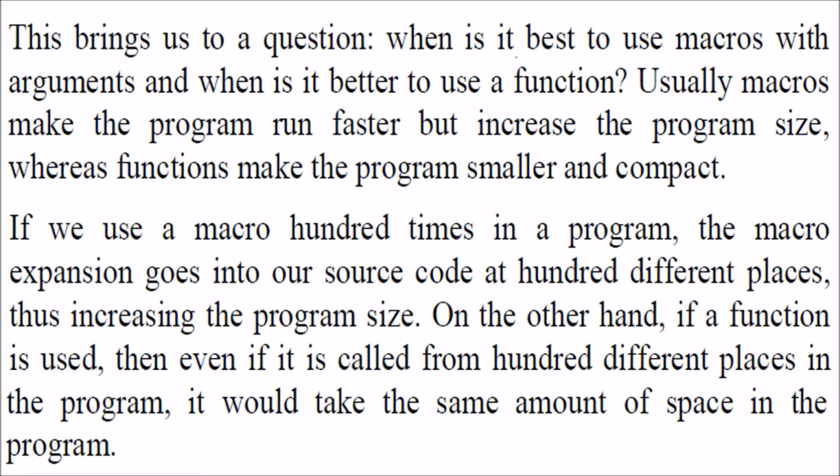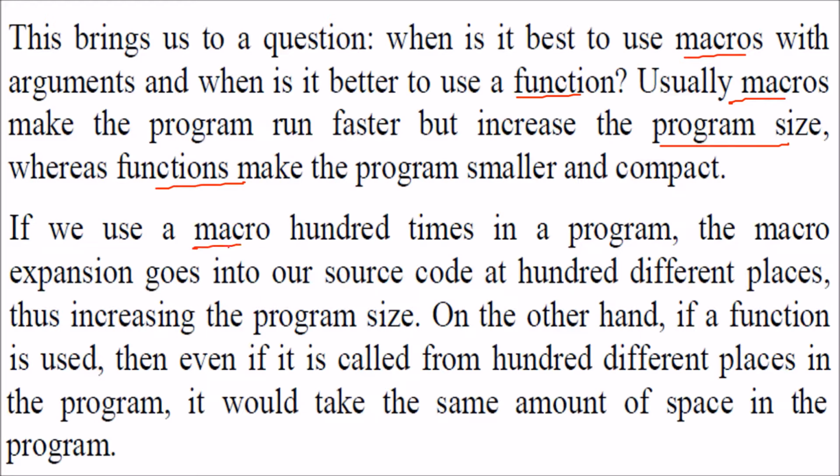So when to use macros and when to use a function, or you can say use macro with arguments. Macro with arguments is essentially equal to the function. Macro will make your program faster, but it will increase your program size, because hash define pre-processing is very fast, but what you have after hash define will be replaced in your program, so that increases your program size. But the function will make your program smaller and compact.